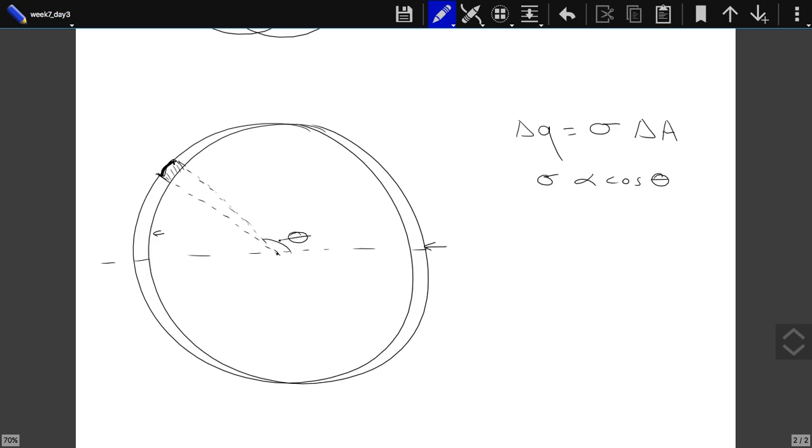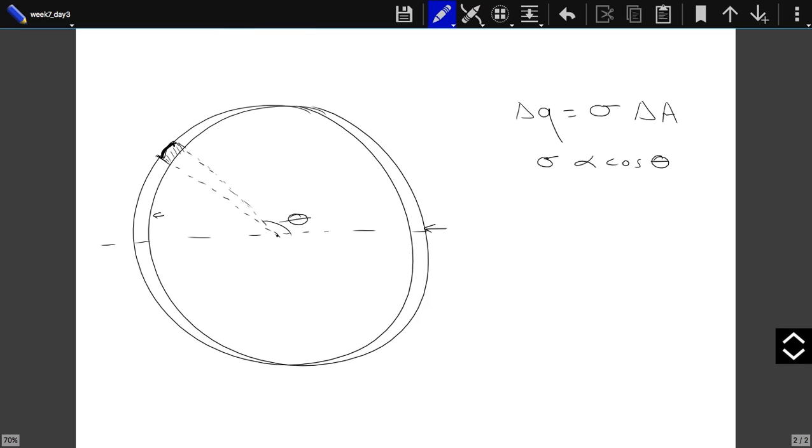So what do you propose? dq, d theta. So this is dA, or is this dq? Remember, I'm interested in the charge, and I want to divide it eventually by A.